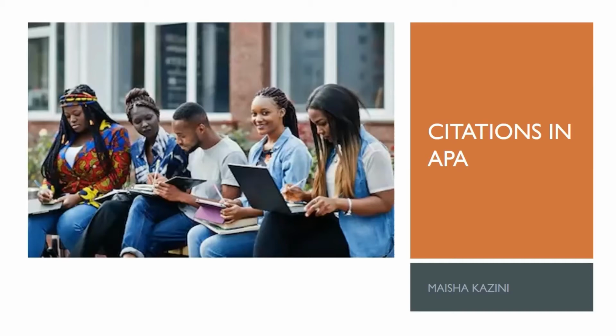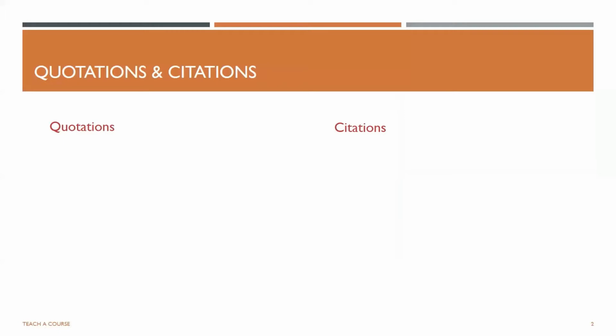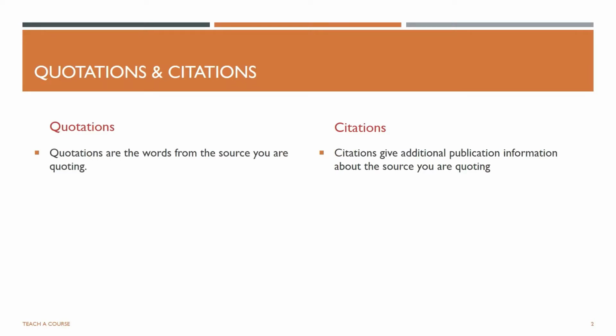But before we go to that, we need to understand that there's a difference between quotations and citations. Quotations are the words from the source which you are quoting. I have shown in a different video how to do quotations. Citations, on the other hand, give additional information about the source which you are quoting. So information about who wrote it, when was it published, which page did you take your quotation from. All this information is what is contained in the citations.